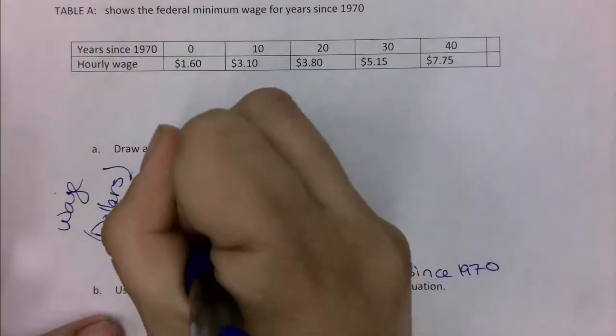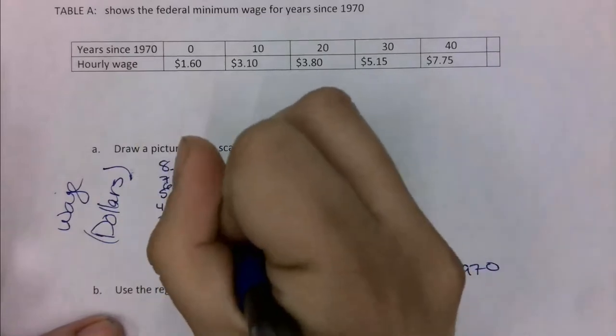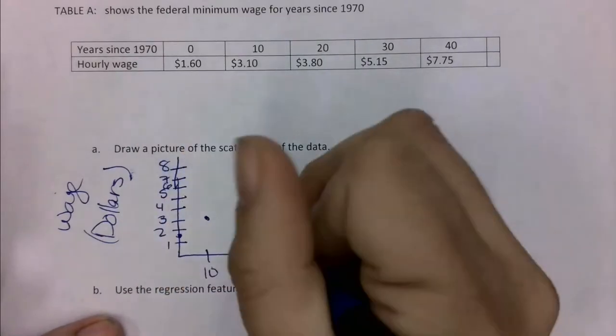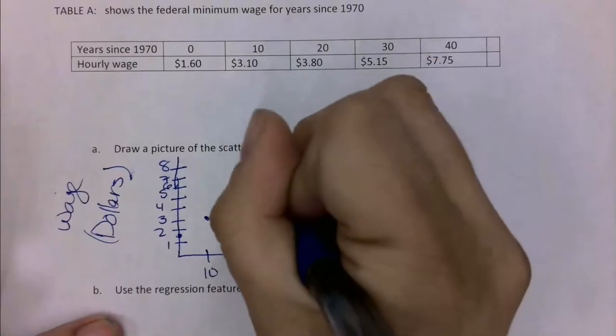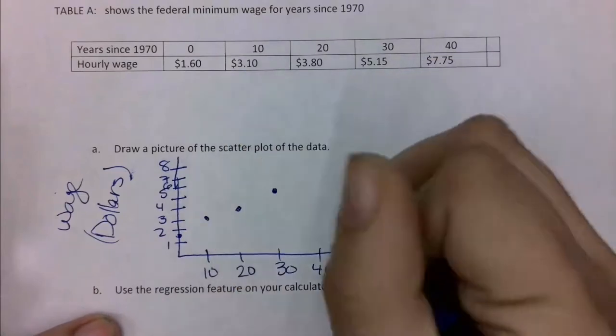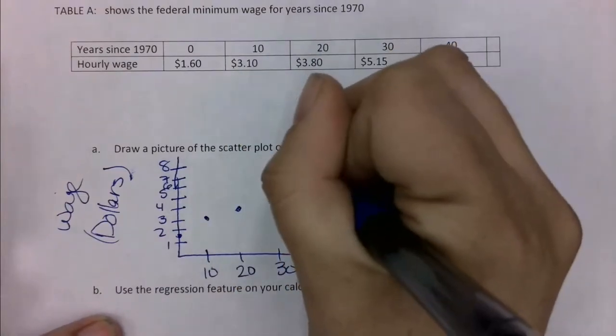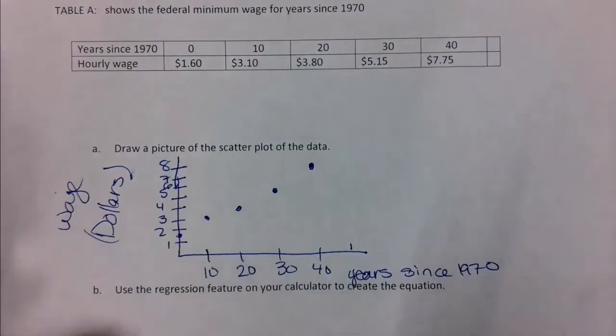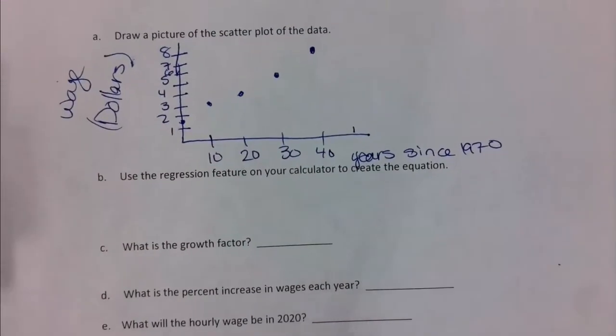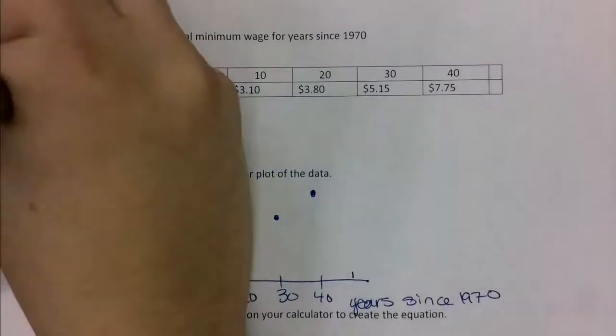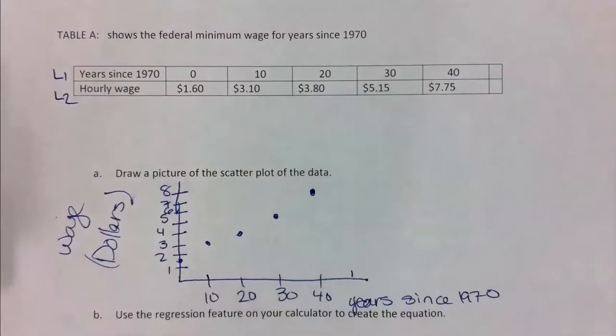I have 10, 3.10, 20, 3.80, 30, 5.15, 40, 7.75. Okay. So it wants me to use the regression feature on my calculator. These will be L1. This will be L2.